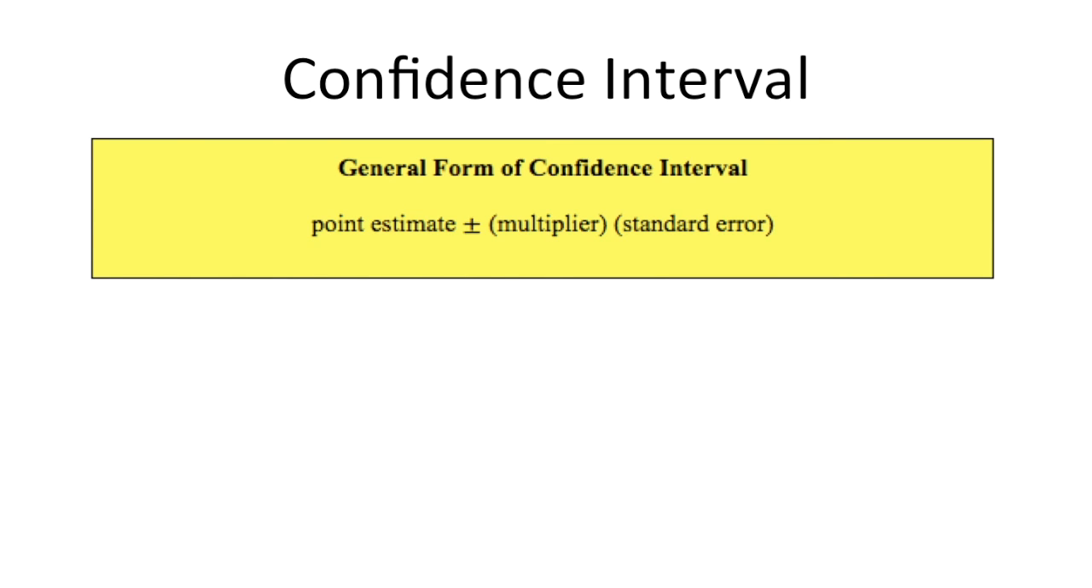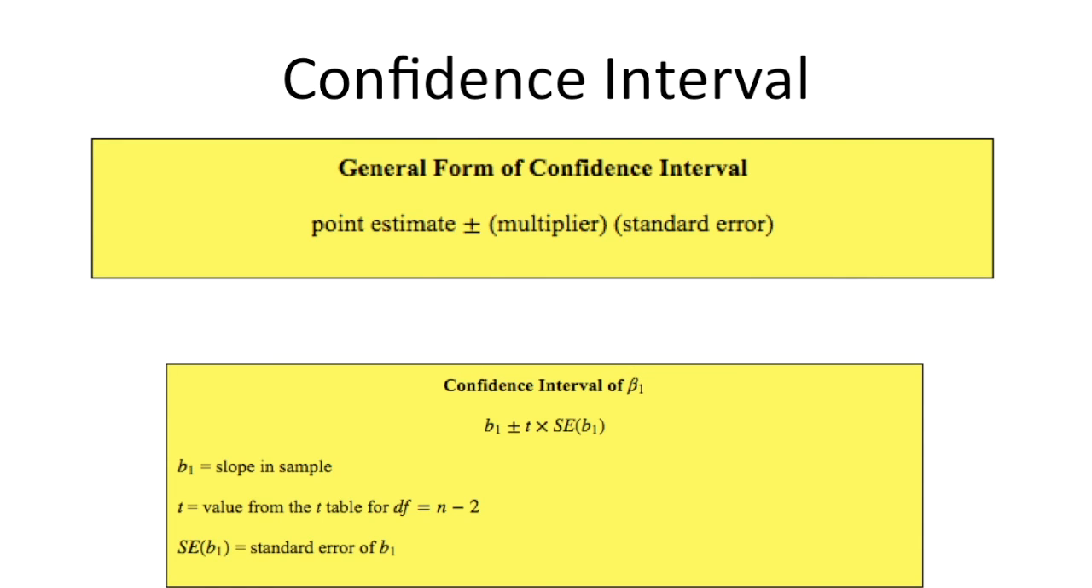You'll also learn how to construct a confidence interval for a slope this week. Recall the general form of a confidence interval, the point estimate, which is your sample statistic, plus or minus the multiplier, this is the value that you're going to get from a t or a z distribution, times the standard error. The confidence interval for the slope is going to follow the same general form.